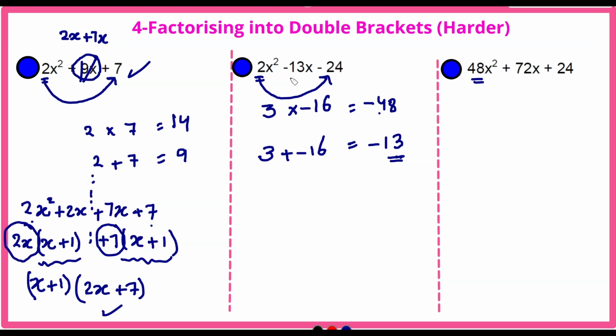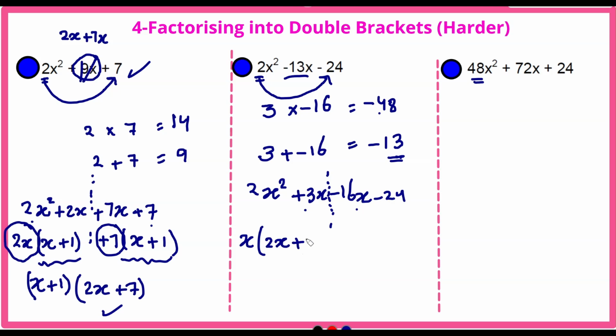I do the same thing. I rewrite the middle term using these two. So 2x squared plus 3x minus 16x minus 24. What happens if I swap these? It doesn't matter. The final answer is going to be the same. This doesn't affect your final answer. Split here. So take the highest common factor out. So x. Then you have 2x add 3.